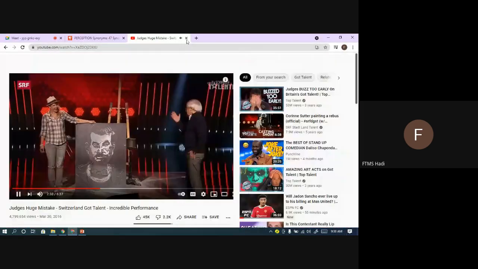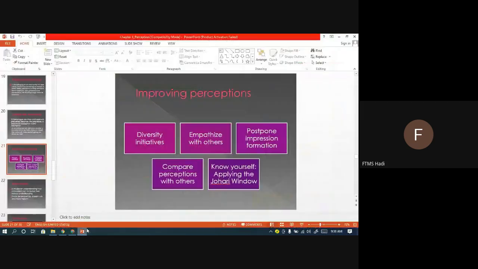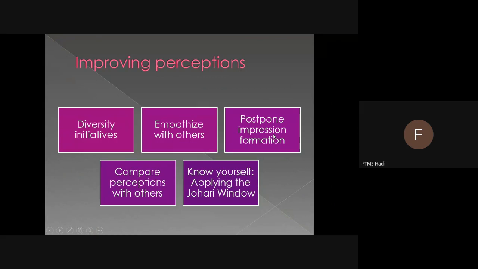Okay, so a little bit about this one. All right, so what I'm saying here is, do not make a perception too early, because you're excited to make a judgment and then you make a conclusion. No, do not. Wait until the end. Wait until the right time and see. And so that's why they postpone the impression formation.